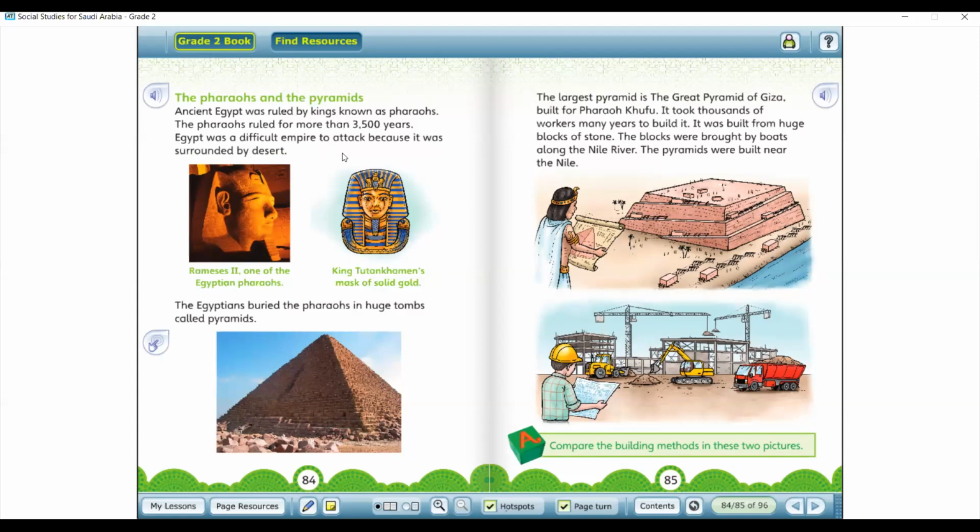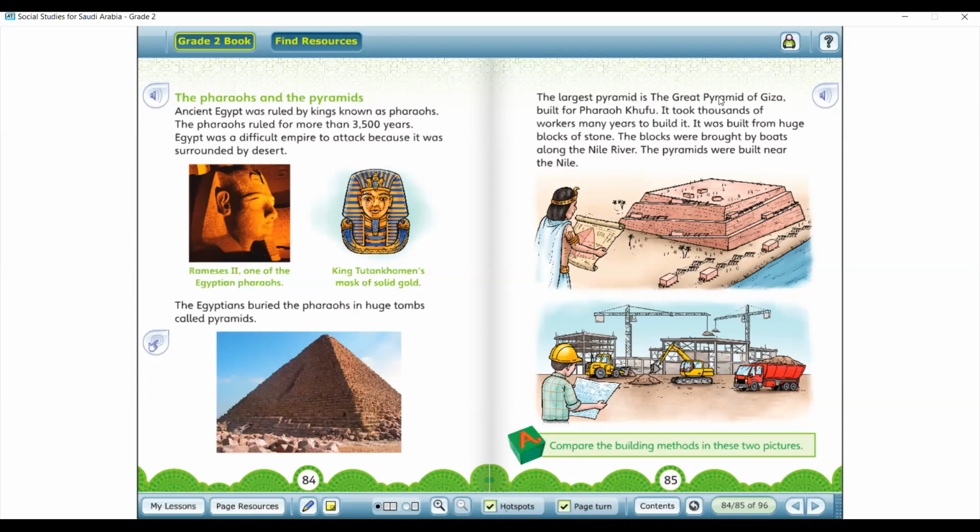His mask of his tomb was solid gold. The Egyptians buried their pharaohs in huge tombs called pyramids, and there's another picture of a pyramid as well. Here's another picture of how the pyramids would be built. So with that said, we are going on to, and we can actually read this page on page 85.